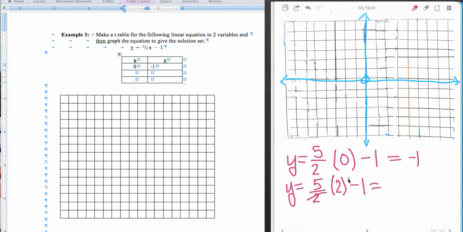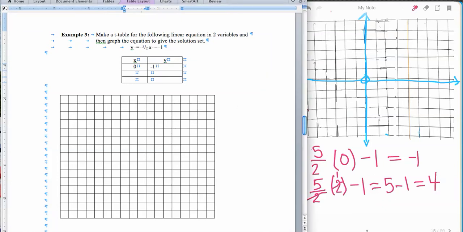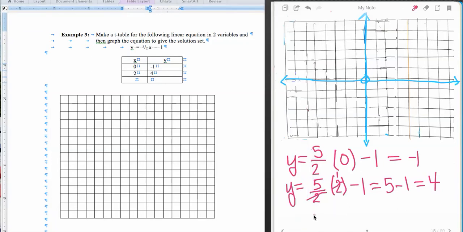So the 2's are going to cancel here, and 5 times 1 is 5, and then minus 1 gives me a +4, and now I have my second ordered pair. So when x is equal to +2, then my y is equal to +4. Now the next one I'm going to do a -2.